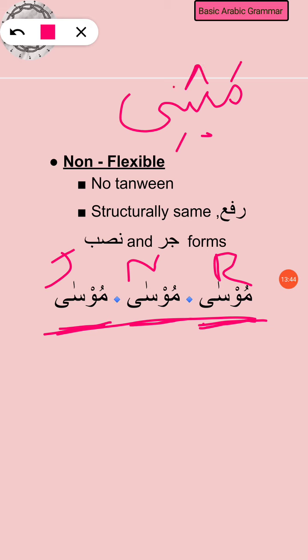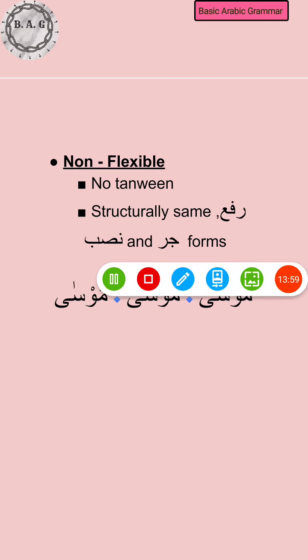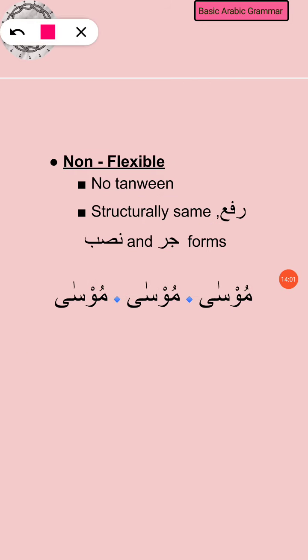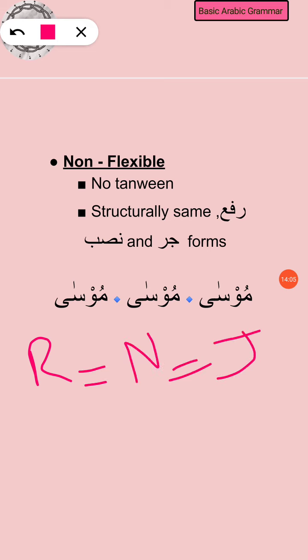Now you see it's Musa, Musa, Musa, but if you recall, we had Muhammadun, Muhammadan, and Muhammadin alayhi salatu wasalam. So the word Muhammad is munsarif, the word Ibrahimu is ghair munsarif, and the word Musa is mabni. This is called mabni. These are mabni asma, and once again no tanween, and structurally the same rafa, nasab, and jar forms. Non-flexible ones are those asma that have their rafa equal to nasab equal to jar, and of course no tanween.